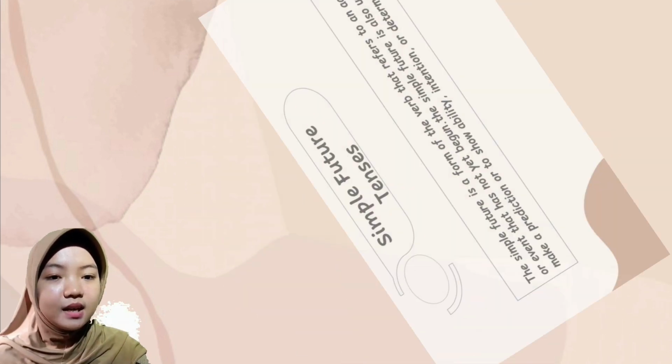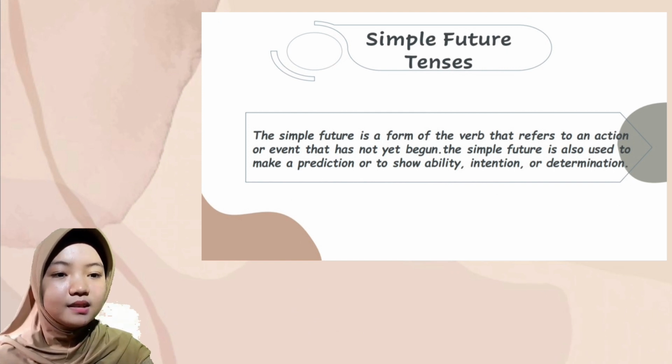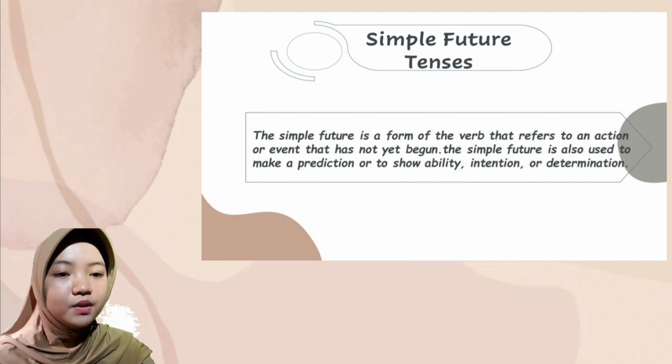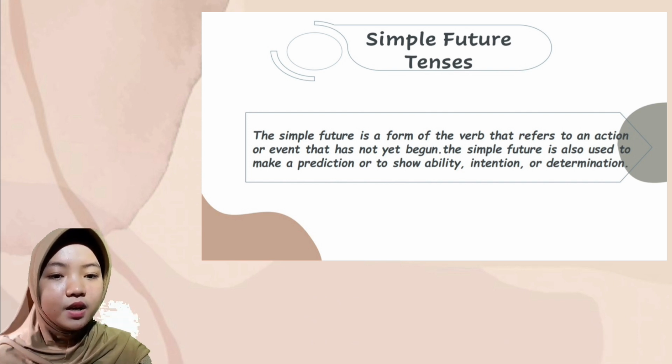And the last tense I would like to talk about is the simple future. The simple future is a form of the verb that refers to an action or event that has not yet begun. The simple future is also used to make a prediction or to show ability, intention, or determination, also called the future simple. The simple future is expressed by placing the helping verb will or shall, or a contracted form of will or shall, in front of the base form of a verb.